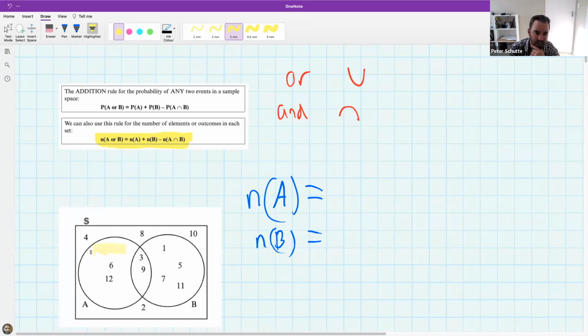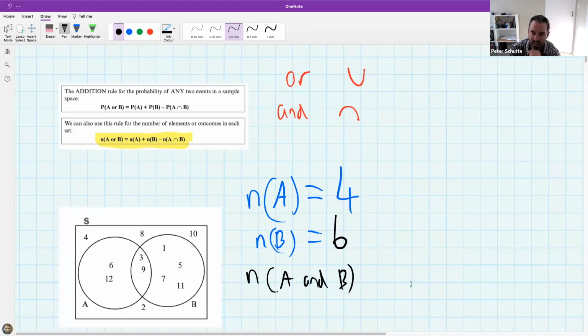The whole of A is actually all of this, and the whole of B is actually all of this. The number of items in A is going to be 4: 1, 2, 3, 4. How many items are there in B? 1, 2, 3, 4, 5, 6. Yes, that's true.